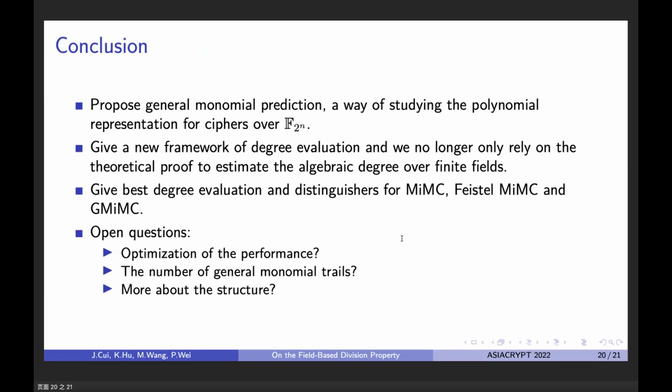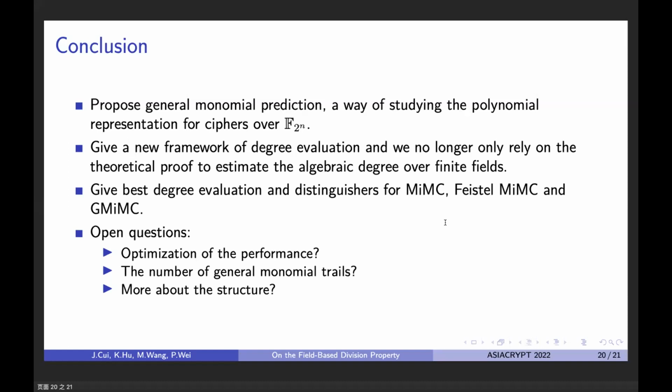We propose general monomial prediction, and this tool is used to detect the algebraic degree and algebraic representation of ciphers over F2 to the n. By using this tool, we propose a new framework for degree evaluation, and we can no longer only rely on theoretic proofs to estimate the algebraic degree over finite fields. So we get the best high-order distinguisher and zero-sum distinguisher for different instances of MiMC, Feistel-MiMC, and GMiMC.